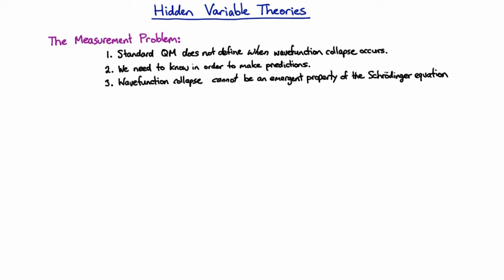So we have the measurement problem in quantum mechanics. Standard quantum mechanics doesn't define when wave function collapse occurs, but we really need to know when it occurs in order to make predictions properly. And wave function collapse can't just be an emergent property of the Schrodinger equation. So it does seem to be like a separate thing that happens, and we don't know when.